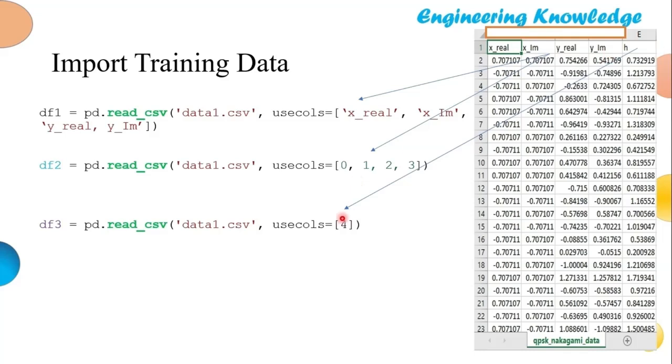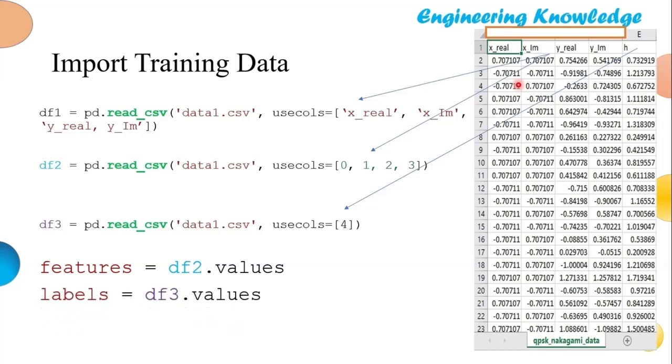That is the channel estimation. So basically this df3 and its values become the labels, and df2 or df1, you can use either. I use df2. Both will be the same thing. They are importing the same values from the CSV file. So basically the features are coming from df2, which has these four things: x real, x imaginary, y real, y imaginary, while the labels are df3 dot values.